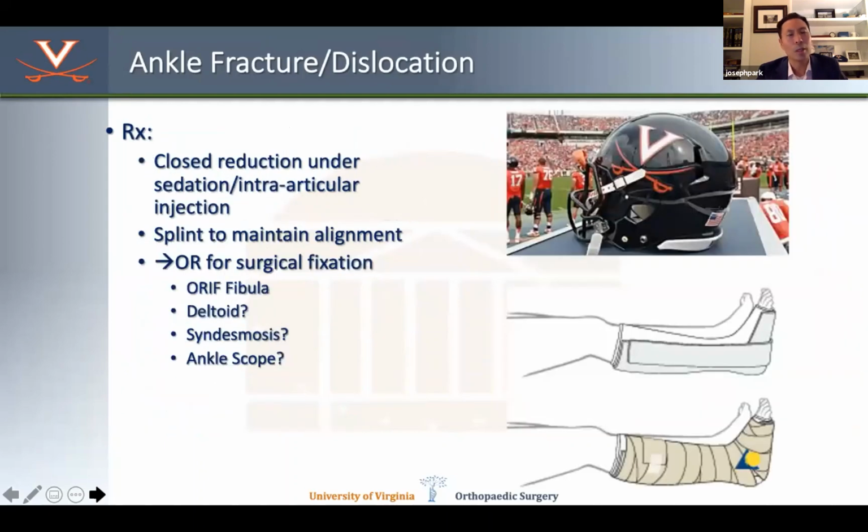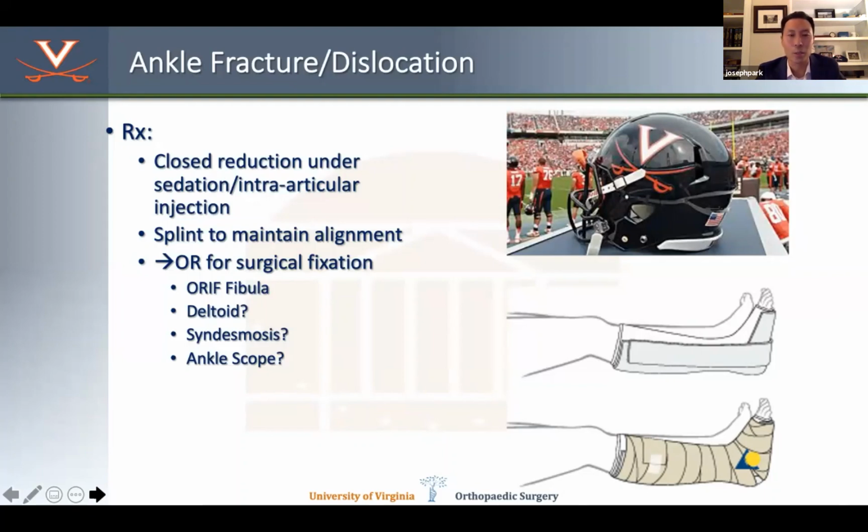So in this case, for an ankle fracture dislocation, you try to perform a closed reduction under sedation or intra-articular injection. You should place the patient into a splint to maintain alignment. And almost always, they will require surgical fixation. So you almost always have to fix the fibula. I think there would be a very rare instance where you wouldn't have to do a fixation of the fibula. The question is, should you repair the deltoid?